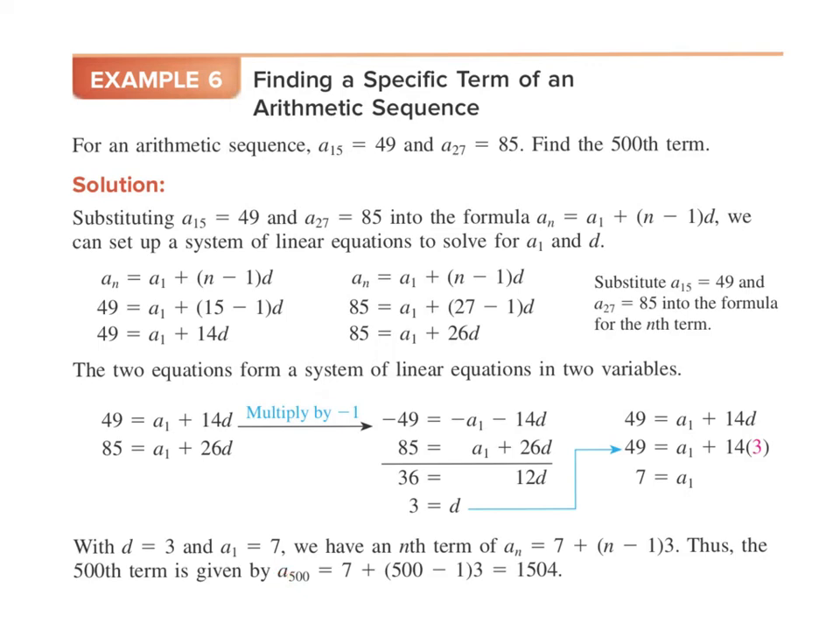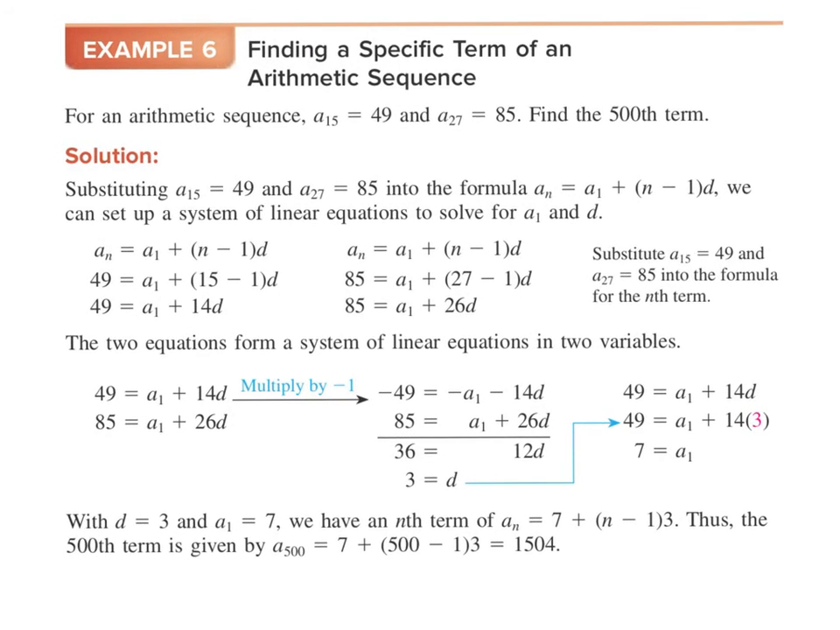Let me slide this up a little bit. Since I'm trying to find a sub 500, I plug 500 in for n in my formula. Remember that it's always the first term times the common difference. So in this case, I take 500 minus 1, which is 499 times 3.